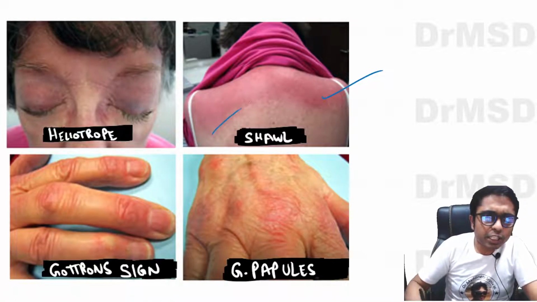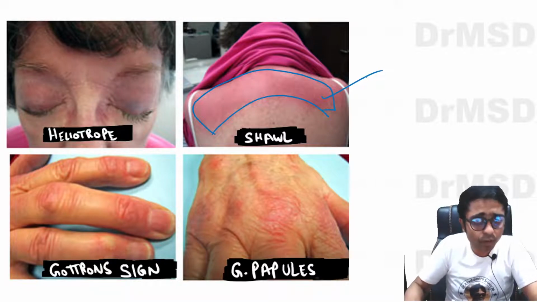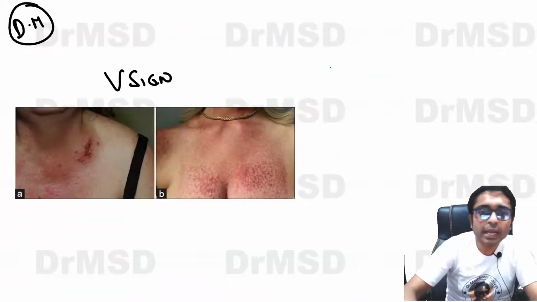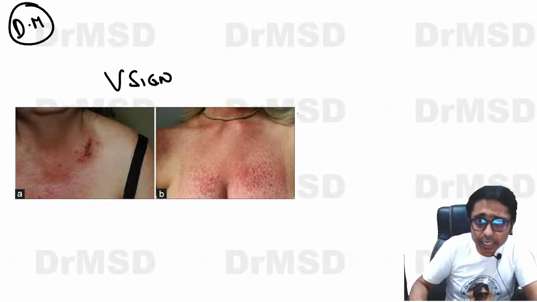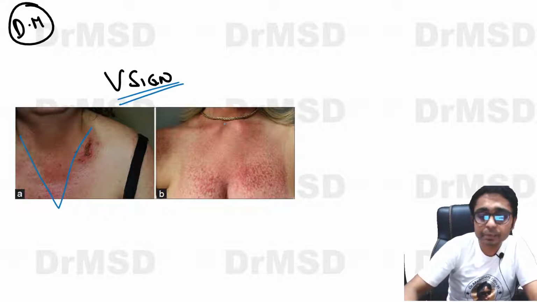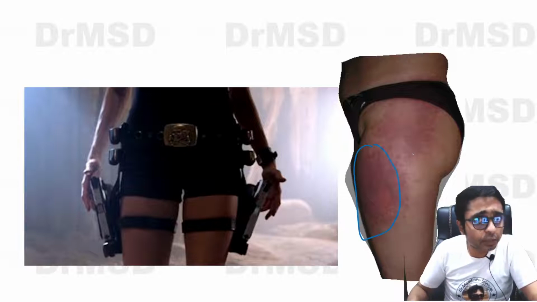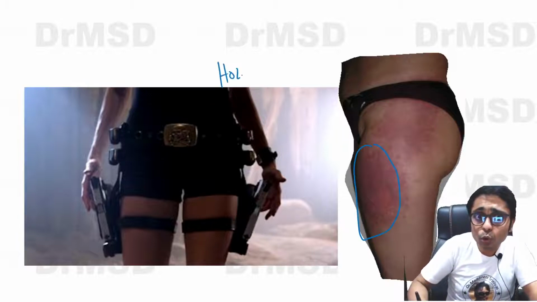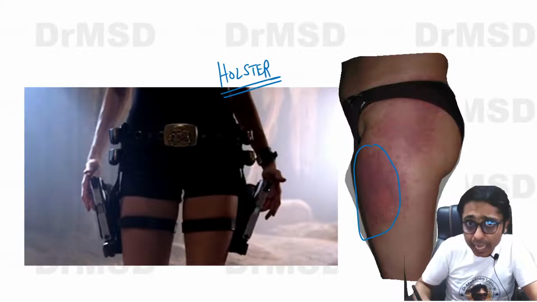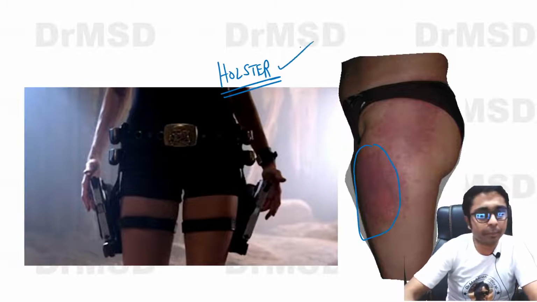And the same violaceous macular erythema, if it is found over the upper back, we call it shawl sign. And this was the image which I have kept of Shah Rukh Khan wearing a shawl. If it develops over the V area of the neck, we call it V sign. And if the violaceous macular erythema is seen over the lateral aspect of the thigh, we call it holster sign. Why? Because holsters are nothing but the pouches in which guns are carried, usually by police officers. So this is called holster sign.